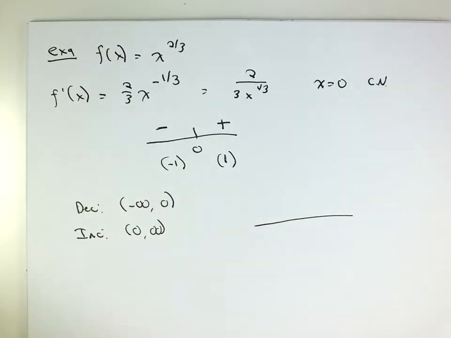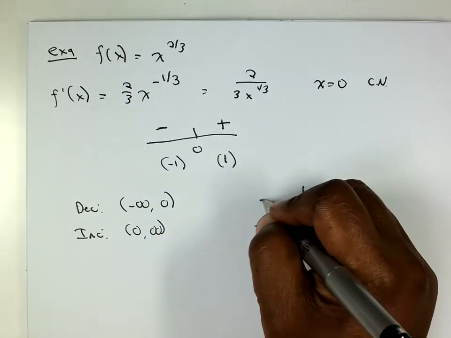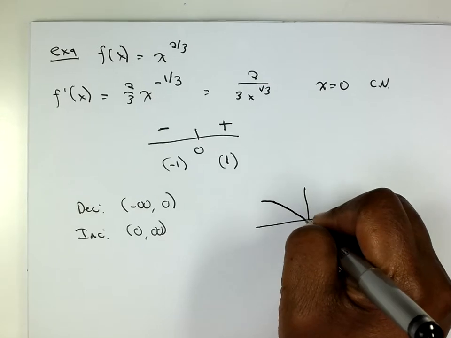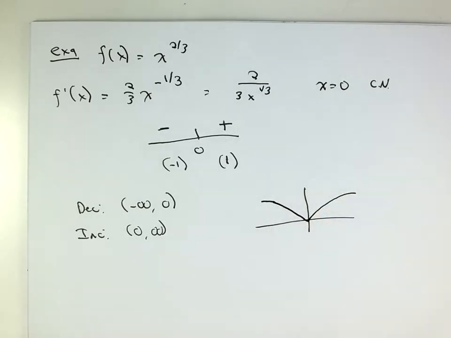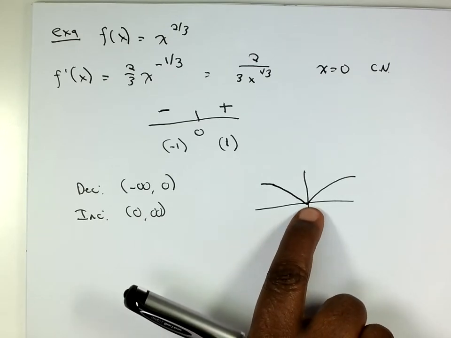And the graph of this particular function looks like this. So we know the derivative doesn't exist there because we have that sharp turn.